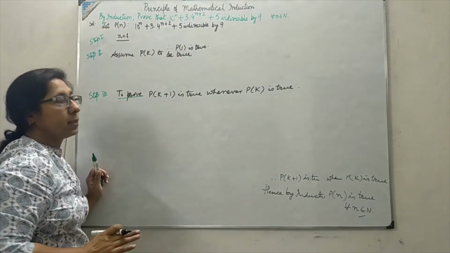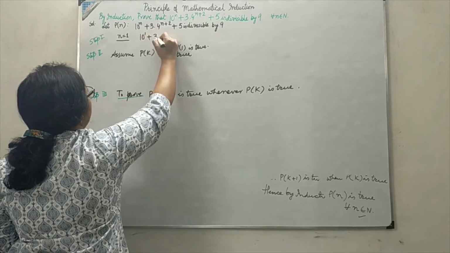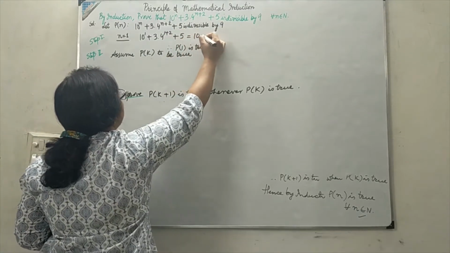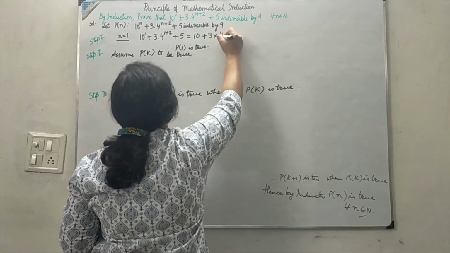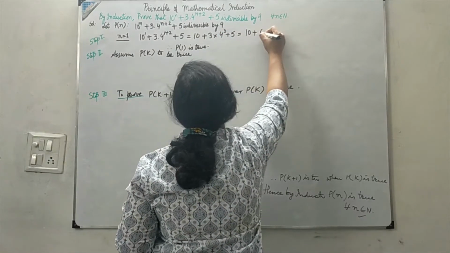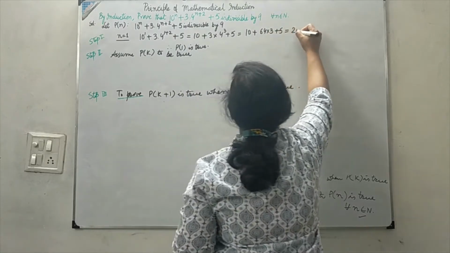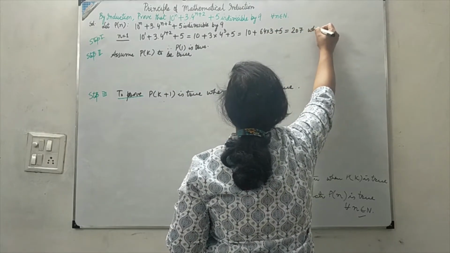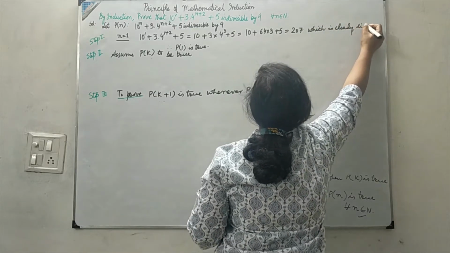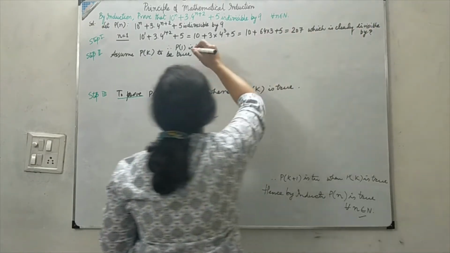First of all, step 1. Put n as 1. This is 10^(1+3) + 3·4^(1+2) + 5. That becomes 10^4 + 3·4^3 + 5, that is 10000 + 64·3 + 5. This total gives you 207, which is clearly divisible by 9. So P1 is true.